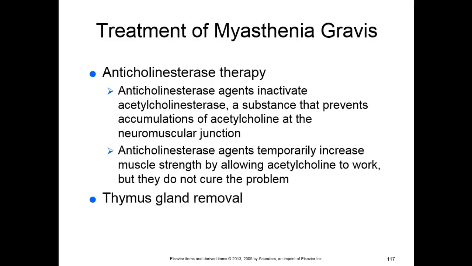Since MG patients have autoantibodies against acetylcholine receptors, plasmapheresis can be an effective treatment for patients who are in crisis. It's particularly helpful in restoring muscle function. The purpose of the plasma exchange is to remove the circulating autoantibodies from the patient's blood. It brings about clinical improvement, but it's not a cure.